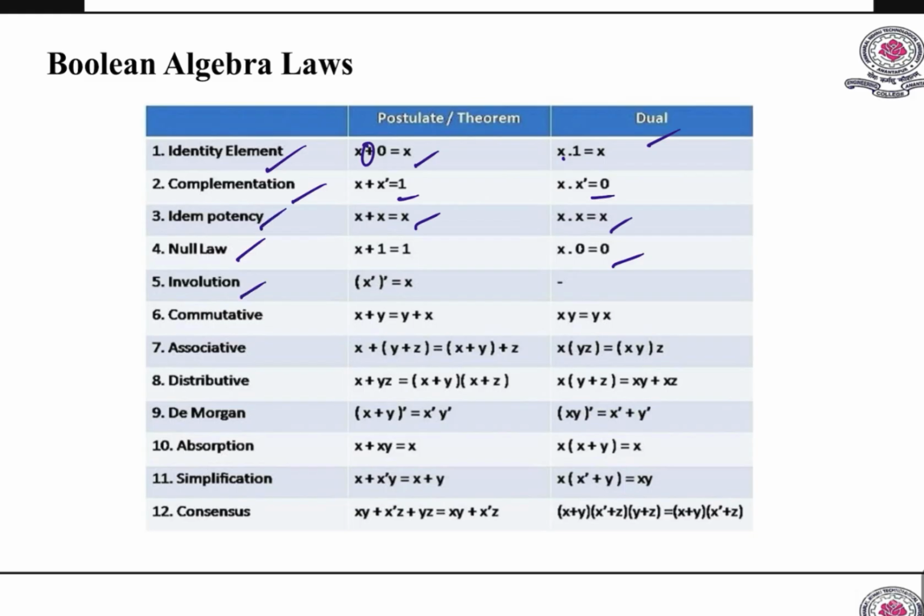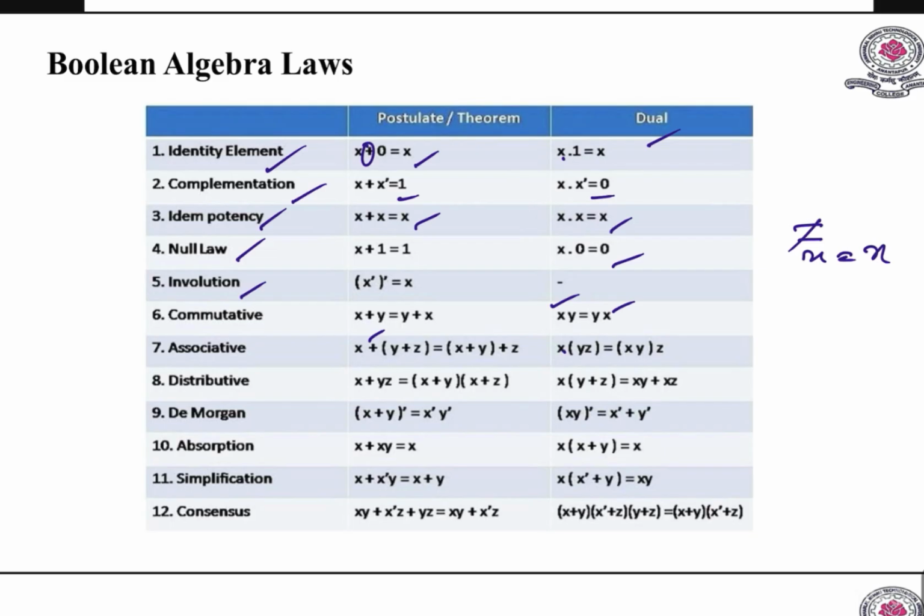And then involution is x bar whole bar is equal to x. So that is nothing but the two bars will get cancelled, and we get x. And there will be no dual for that one. Then the commutative law is x + y = y + x. There the dual is this plus replaced with the dot, so xy = yx. Associative law: x + (y + z) = (x + y) + z, whereas for the dual the plus sign will be replaced with dot. So x · (yz) = (xy) · z.